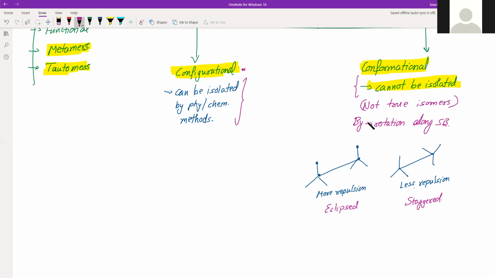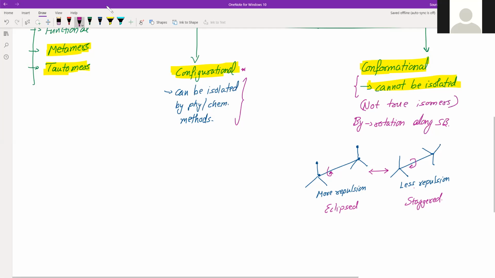But the only difference is that there is a single bond here. About that single bond, rotation is possible. So it can rotate and come to this form, and from that form, it can again change to the first form. So this interchanging is possible. And because they can interchange from one form to another, we say that it is difficult for us to isolate them. So they are not true isomers.